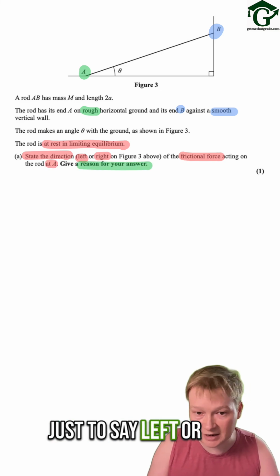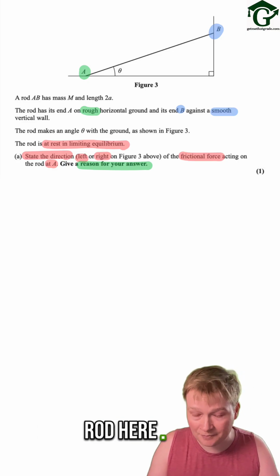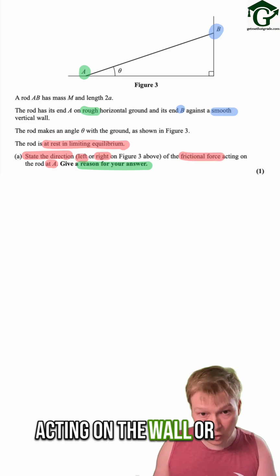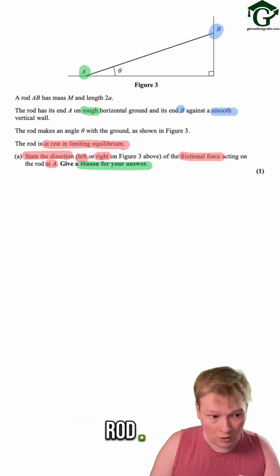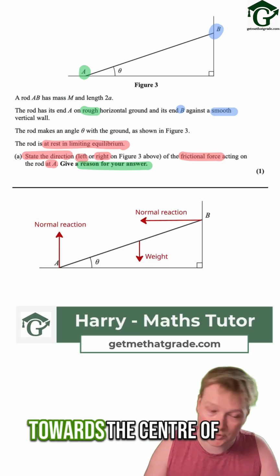It's not enough just to say left or right, we need to explain our thinking here. Let's think of the forces acting on the rod here. So I'm not going to consider the forces acting on the wall or the ground, just the forces acting on the rod. Well, the rod has a mass m, so therefore it's going to have a weight. That's going to act vertically downwards towards the centre of the earth.